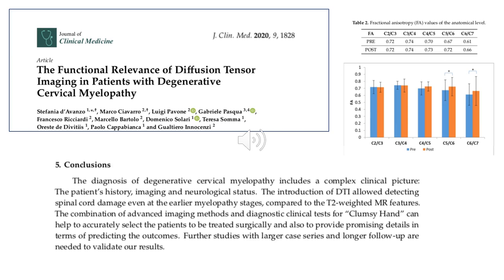The combination of these different methods of imaging and diagnostics regarding the clumsy hand can help to accurately select the patient to be treated surgically, and may also provide us promising details in terms of predicting the outcome.